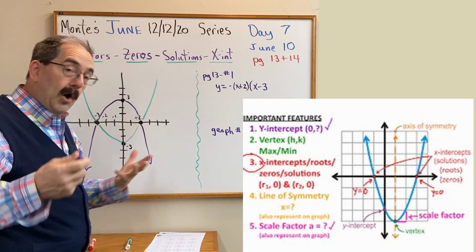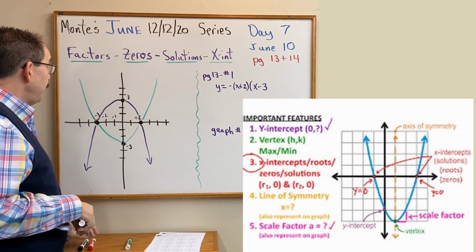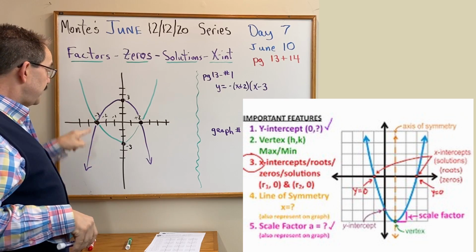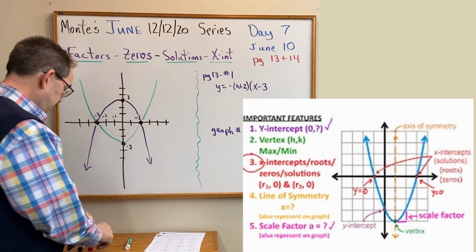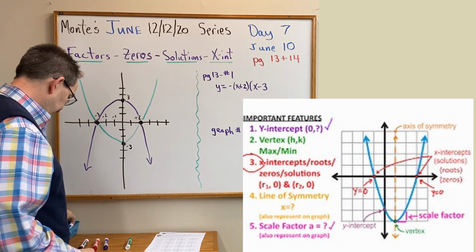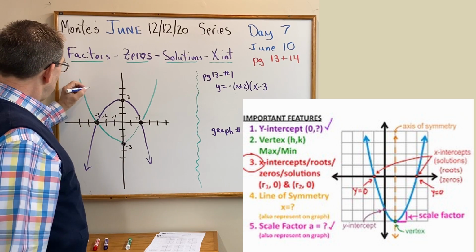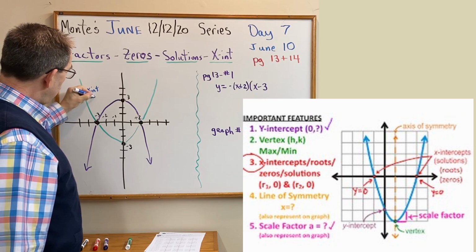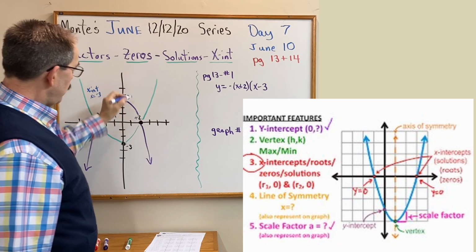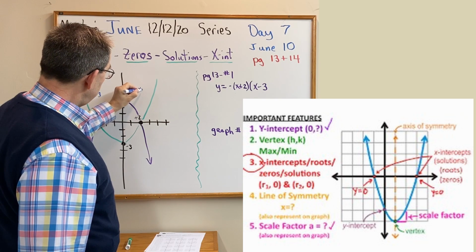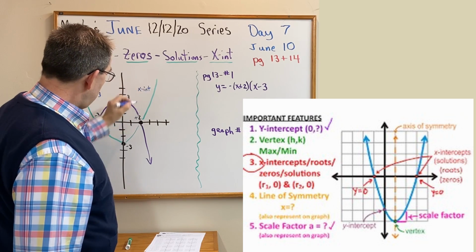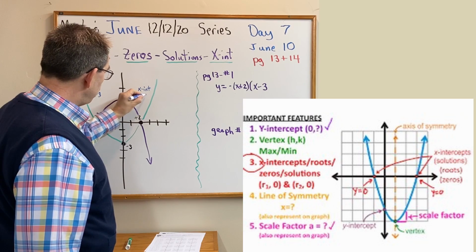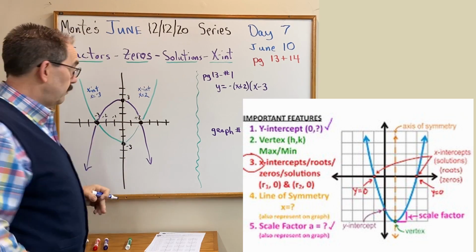Let's label all of these important parts. Okay? First of all, this is an x-intercept. Okay? So let's start marking it up. X-intercept. We have an x-intercept at -3. We have an x-intercept at +2. Okay? Cool.